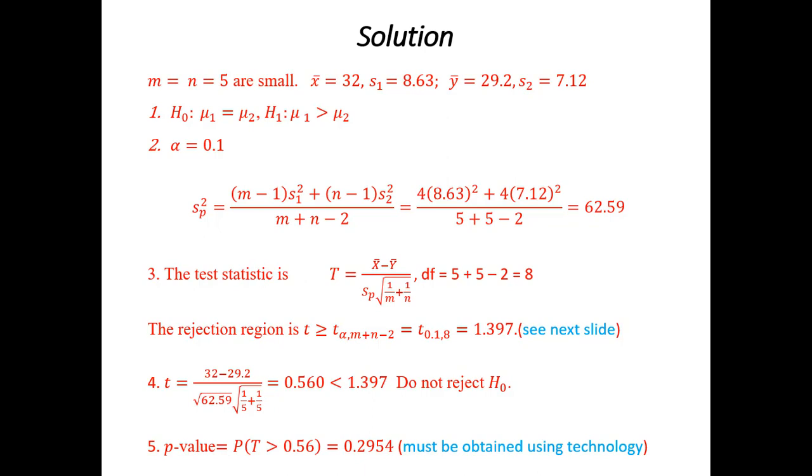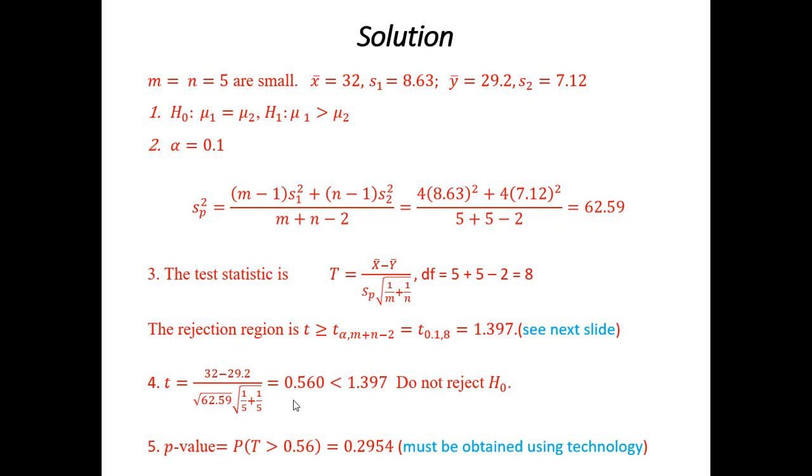When we substitute values into our formula for t, we get 32 minus 29.2, those are the two different sample means. Remember, SP is the pooled standard deviation, so we take this value here and take the square root of it. So this is our SP, square root of 62.59, times the square root of 1/5 plus 1/5. You may want to try to work that out with a calculator. It's a nice exercise. You should get 0.560, which is less than 1.397. Therefore, we do not reject the null hypothesis. Practically speaking, we would say that there is no significant difference in the healing times.